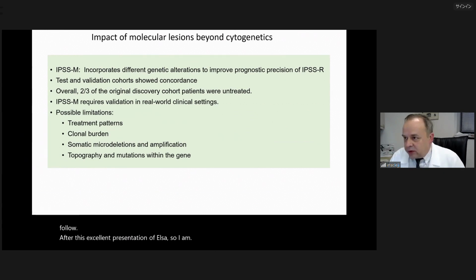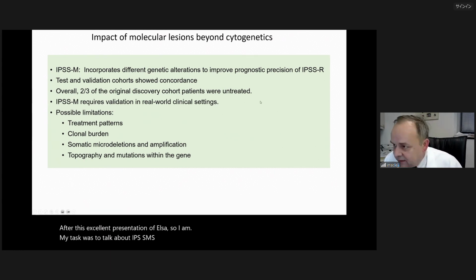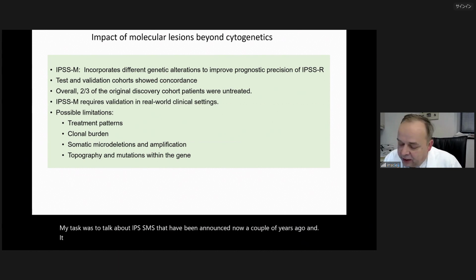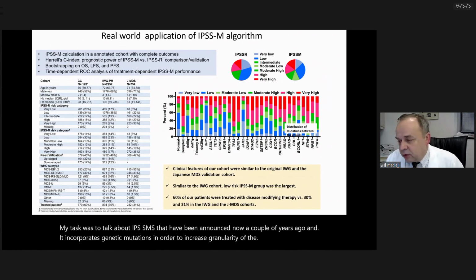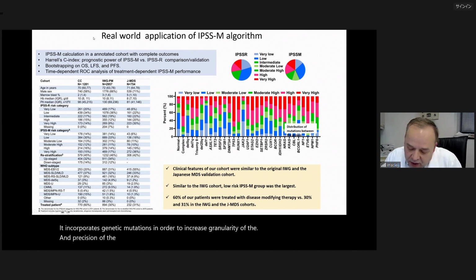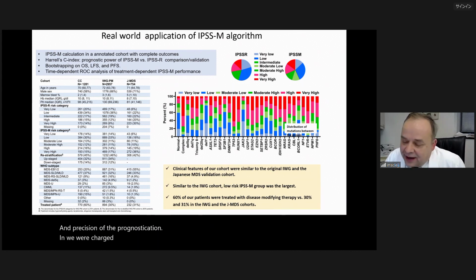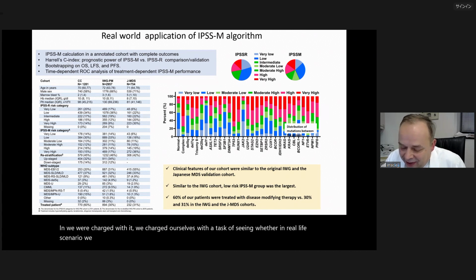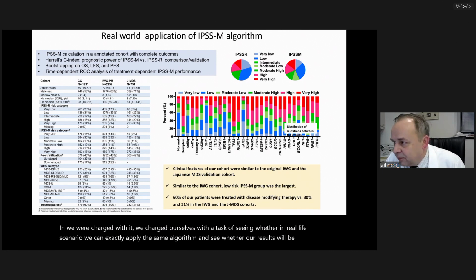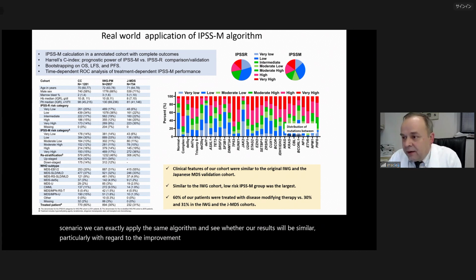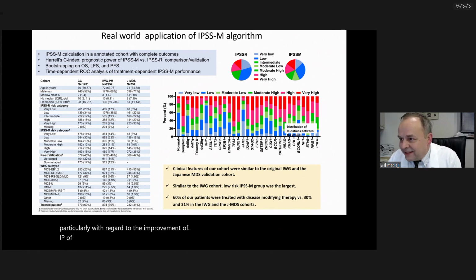My task was to talk about IPSS-M that was announced a couple of years ago, and it incorporates genetic mutations in order to increase granularity of the precision of the prognostication. We charged ourselves with a task of seeing whether in a real life scenario we can exactly apply the same algorithm and see whether our results will be similar, particularly with regard to the improvement of prognostication above and beyond what's done purely using clinical parameters such as in IPSS-R.